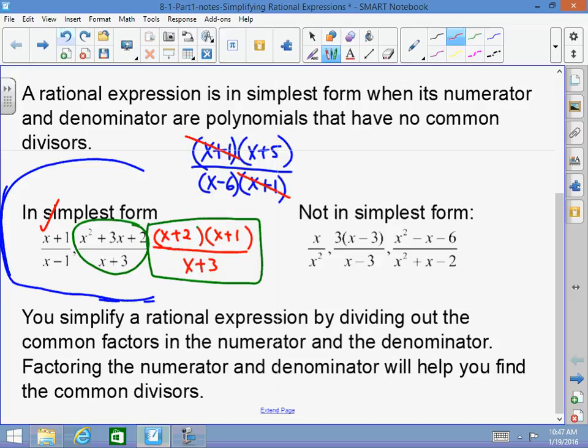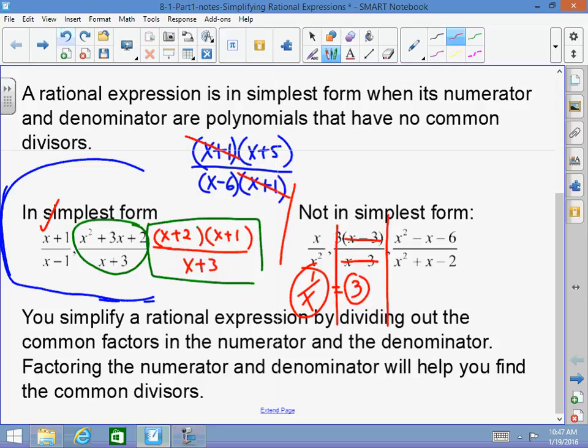Now, not in simplest form. These guys over here, okay? Well, x divided by x squared, that's not in simplest form, right? Because I can go ahead and simplify that to what? 1 over x, very good. That's simplest form now. Here, I have an x minus 3 times x minus 3 over x minus 3. I can get rid of this whole x minus 3, and that leaves me with x minus 3. Now it's in simplest form.